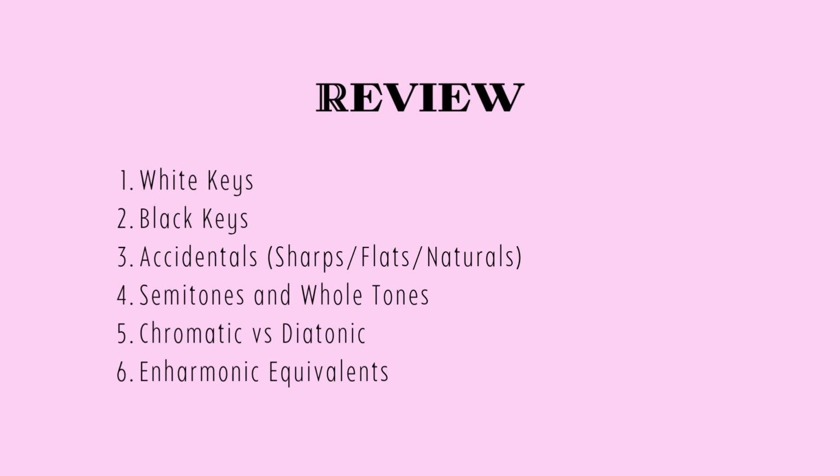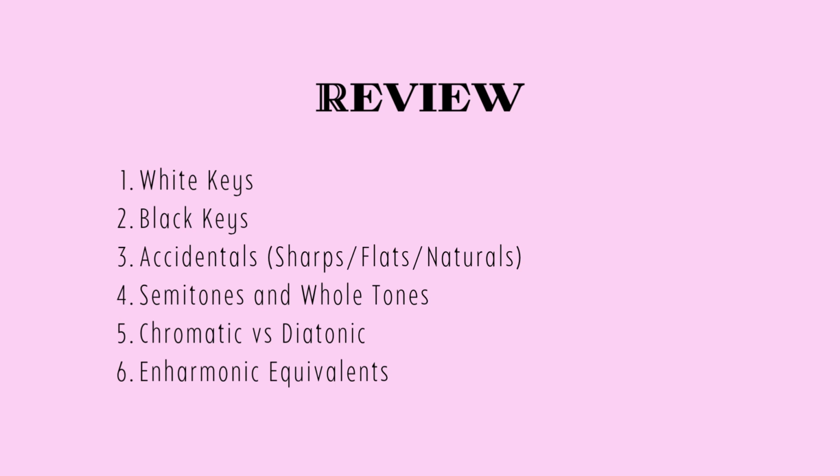Number 1, the white keys on the piano follow the pattern A, B, C, D, E, F, and G, repeating across the keyboard. Number 2, the black keys don't have their own unique names. Instead, they are named using sharps and flats. Number 3, accidentals modify notes by raising, lowering, or canceling a previous alteration. These are known as sharps, flats, and naturals. Number 4, a semitone is the smallest step in Western music, while a whole tone consists of two semitones.